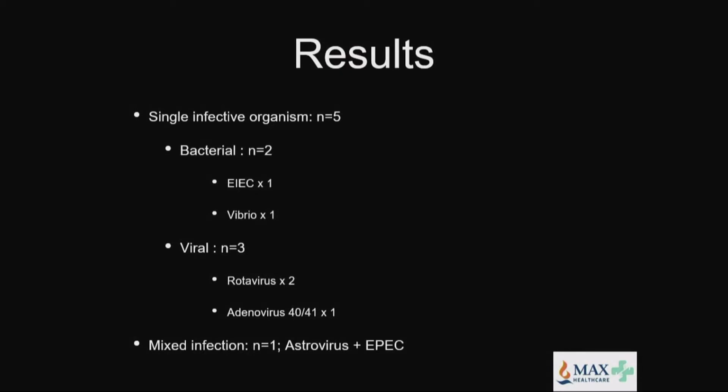So if we just look into the micro profile, we find that the single infective organisms were found in 5, and one of them had a mixed infection. If you look into the single infective organisms, bacterial were 2, that is EIEC, enteroinvasive E. coli. Surprisingly, we had 1 Vibrio. The viral were 3. There were 2 of rotavirus and 1 of adenovirus, the one which causes diarrhea, that is the 40/41 strain. The mixed infection had a mix of astro and EPEC, that is the enteropathogenic E. coli.